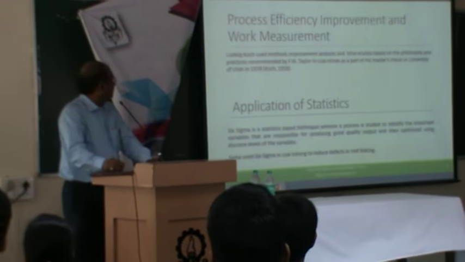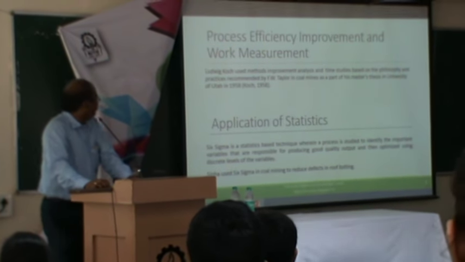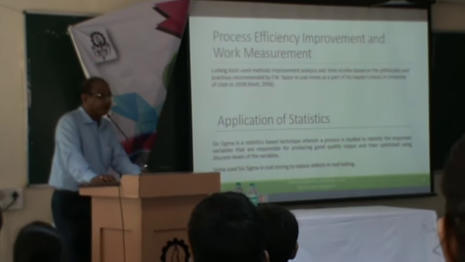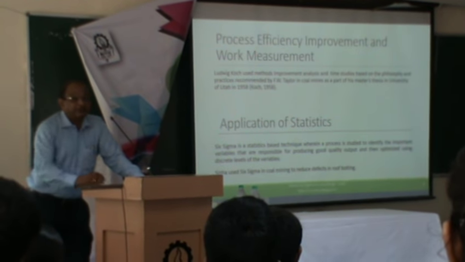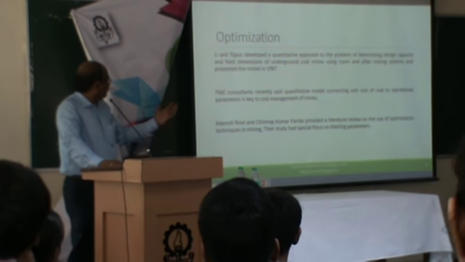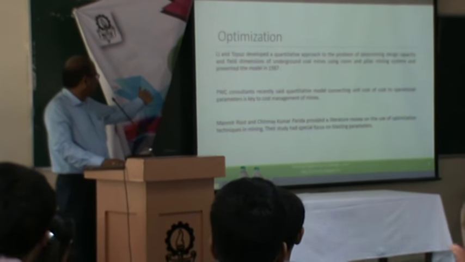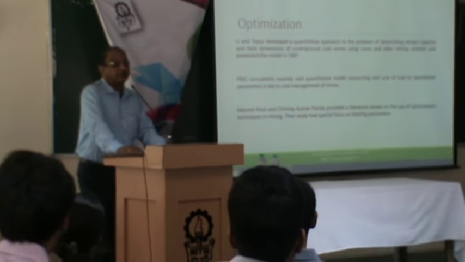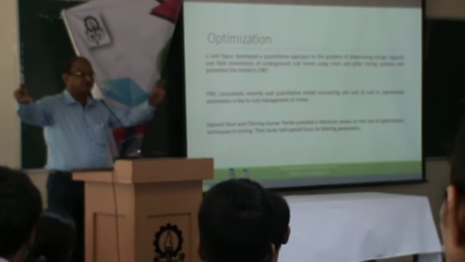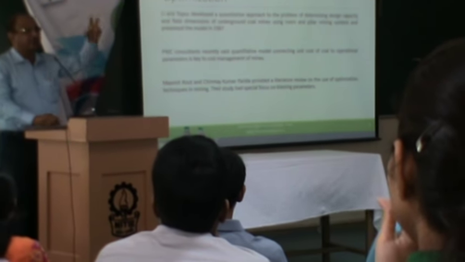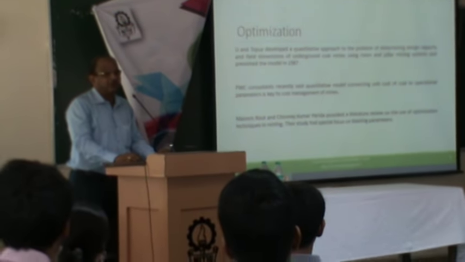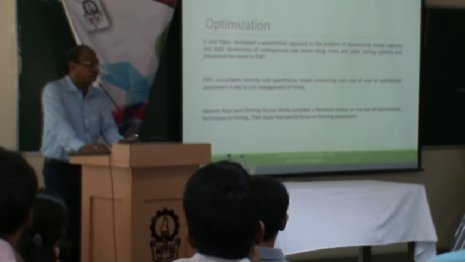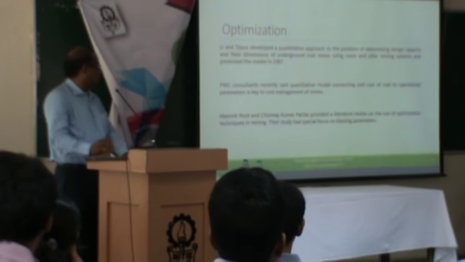Then process efficiency improvement and work measurement: in 1958 there is a master's thesis on this particular topic. Then of course Six Sigma is there, which is being used in coal mining applications also. Then of course the optimization, and recently a PwC consultant says that you require a model which is going to connect, let us say, engineering parameters with the cost. So that if I want to reduce the cost, what engineering parameters I must be able to change. The mining parameters and the cost should be linked, and you require a cost model which is going to link them.